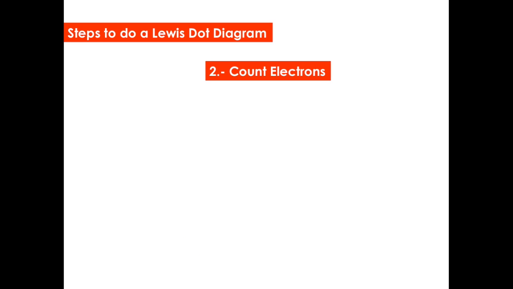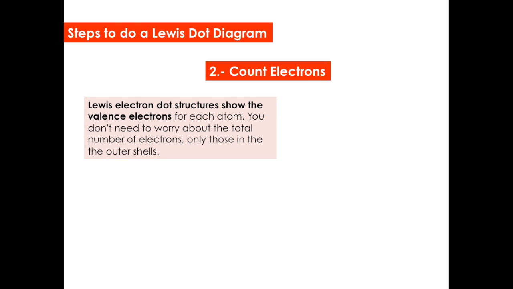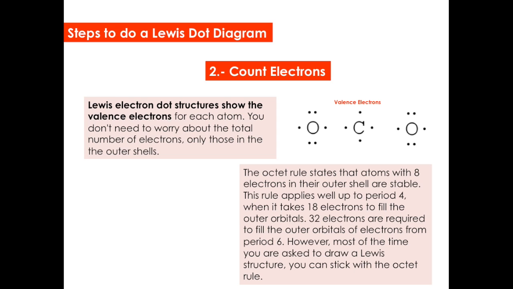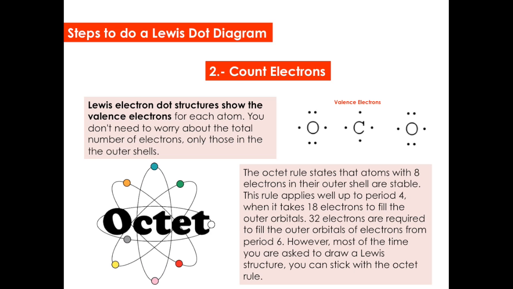Step 2. Count electrons. Lewis electron dot structures show the valence electrons for each atom. You don't need to worry about the total number of electrons, only those in the outer shells. The octet rule states that atoms with 8 electrons in their outer shell are stable. This rule applies well up to period 4, when it takes 18 to fill the outer orbitals. 32 electrons are required to fill the outer orbitals from period 6 and on. However, most of the time you're asked to draw a Lewis structure, you can stick to the octet rule.